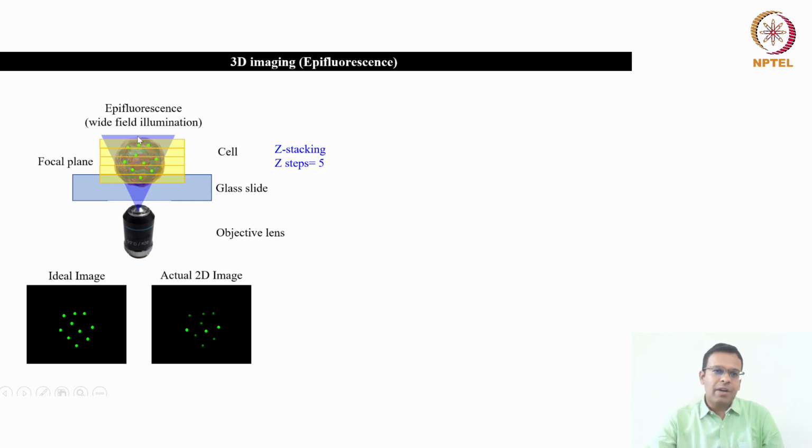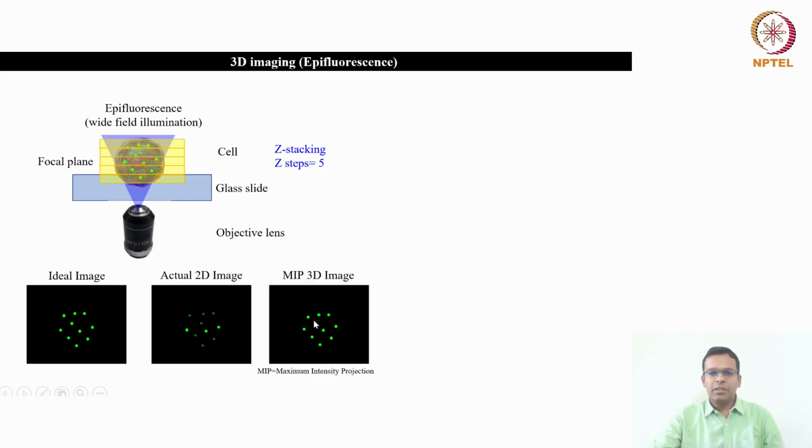After taking these 5 images, if you merge all of them, you can see an image like this, which is known as the maximum intensity projection image. So you are projecting all the 5 stacks into one image. This is a 2D representation of the 3D volume of the cell, and this image looks exactly like the ideal image that you were expecting.